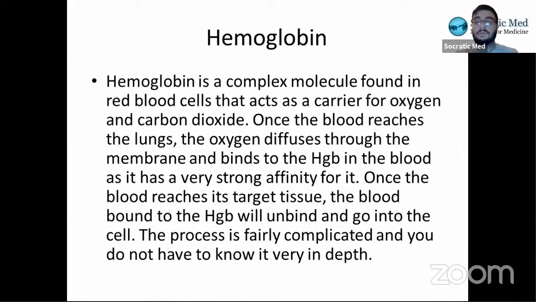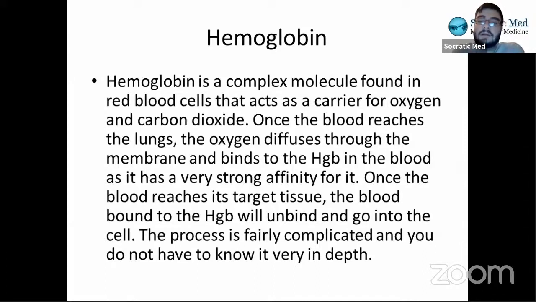It's a complex between multiple proteins, and it involves iron as a cofactor, but you don't really have to know it. Just know hemoglobin is mainly used for transporting oxygen. It's a complex molecule found mainly in red blood cells, and it acts as a carrier for oxygen and carbon dioxide. Once the blood reaches the lungs, the oxygen diffuses through the membrane and into the capillaries, like I mentioned.